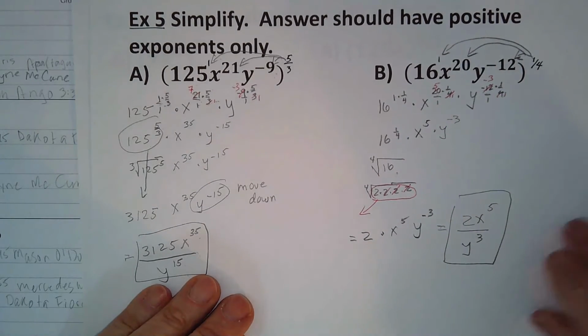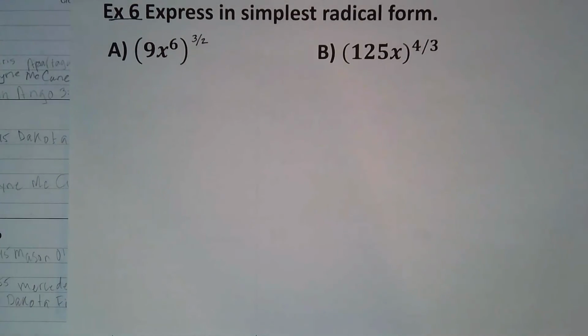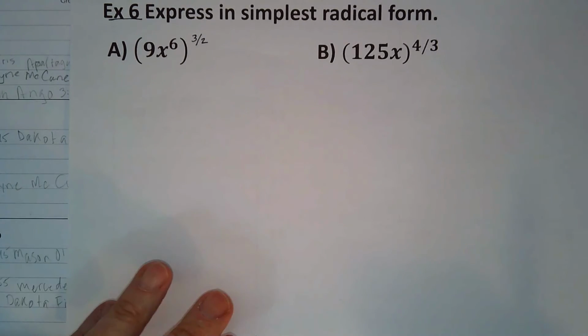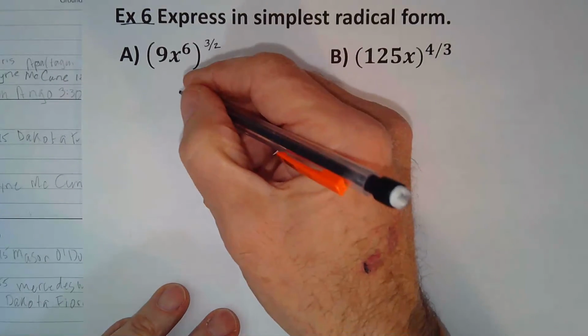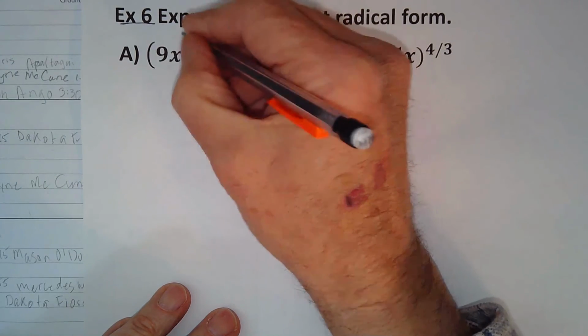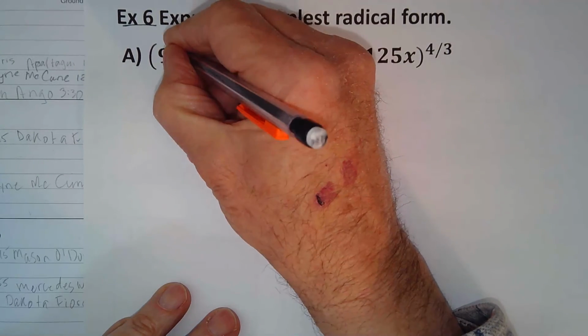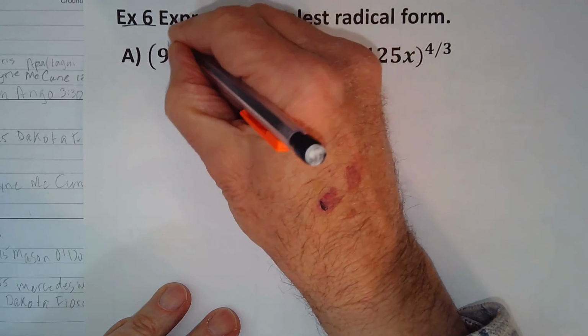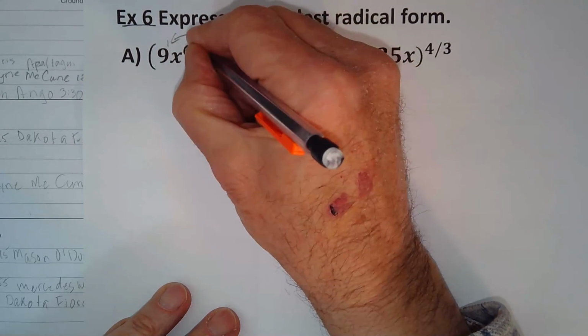All right, one more to go. One more slide. Again, express this in simplest radical form. We've got 9x to the 6, all to the 3/2 power. Let's distribute, this is 1, remember? So we're going to distribute the 3/2 to the 1 and the 3/2 to the 6.